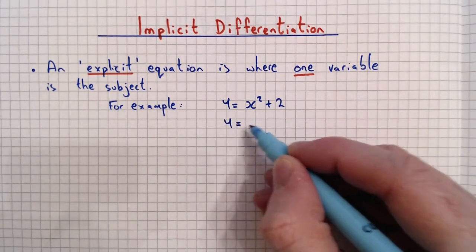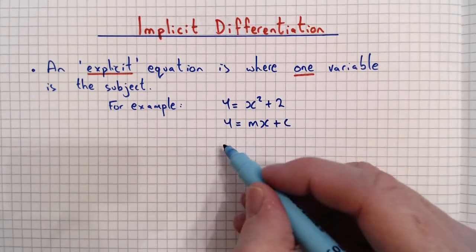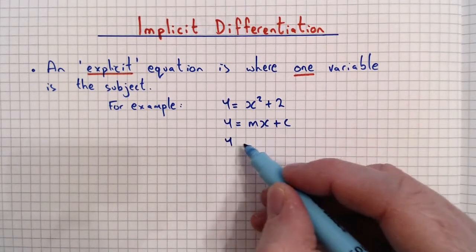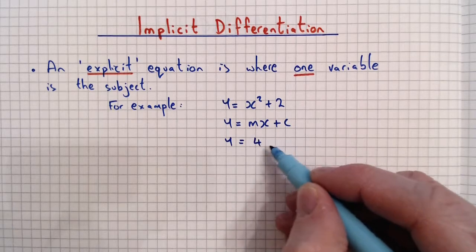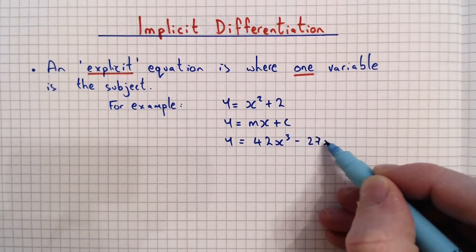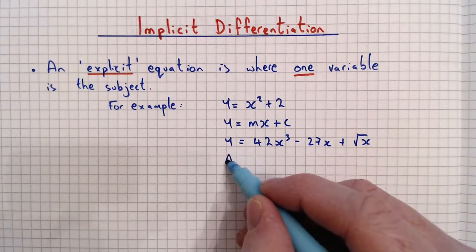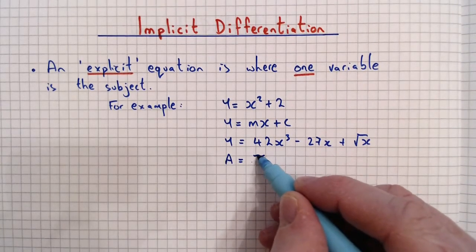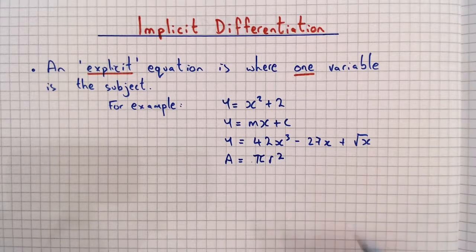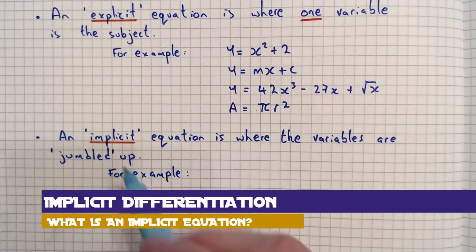That's an explicit equation because it's y equals. It has one variable as the focus of its subject. Similarly, for y equals mx plus c, again, it's just y equals. There's one variable that is the focus of your subject. Now, these types of equations should be very straightforward to differentiate at this point. I hope they are anyway. A equals pi r squared is another example of an explicit equation.